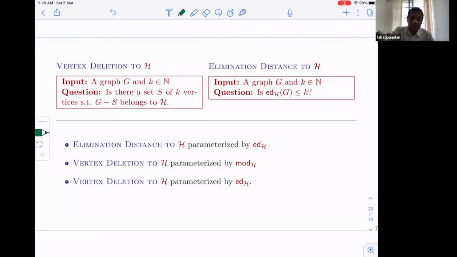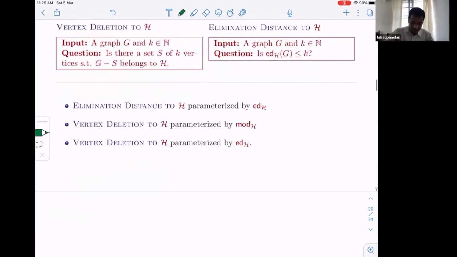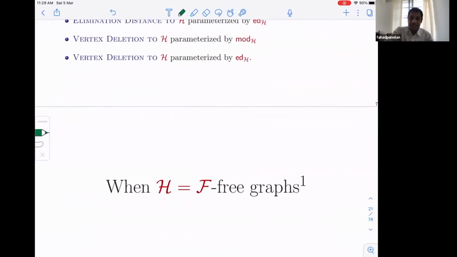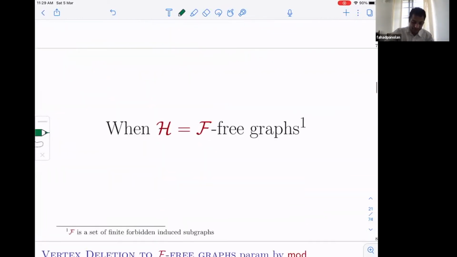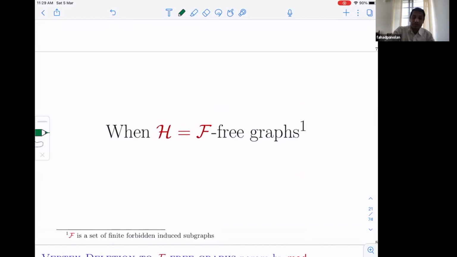Say, for example, this generalizes vertex cover, triangle hitting set, deletion to min degree graphs, say feedback vertex set, lots of problems you can encode in this one. Okay. Now, first we will consider, like yesterday we considered this one, F-free graphs. What is F-free graphs? A graph G is an F-free graph if G does not contain an induced subgraph which is isomorphic to a graph in F, and F is a finite set.